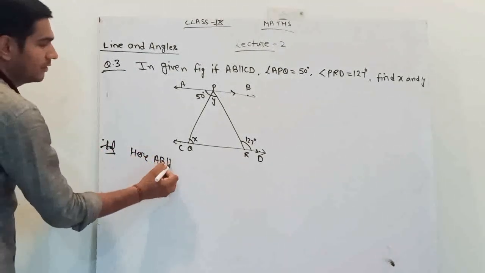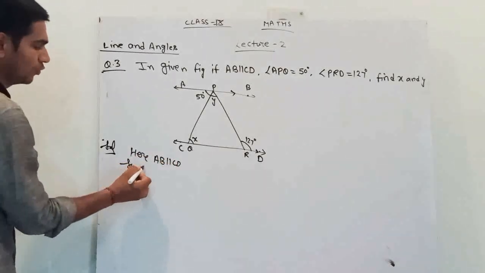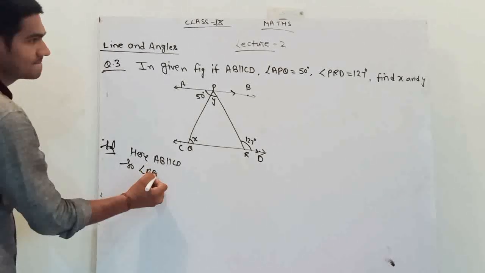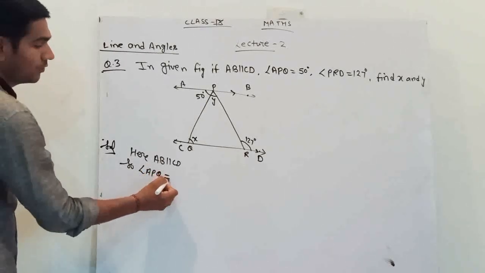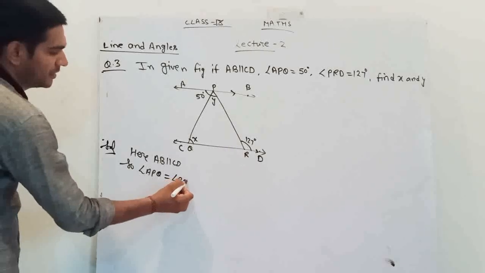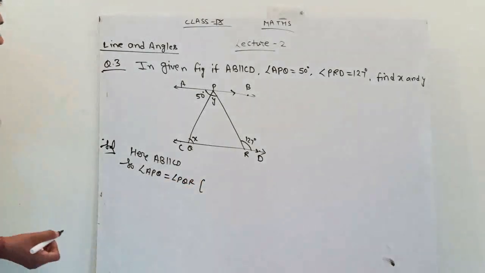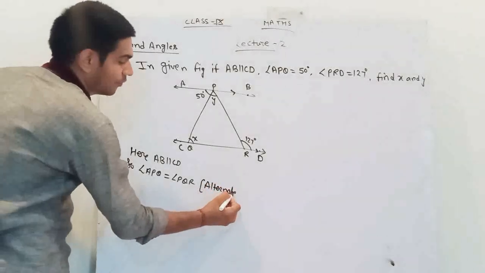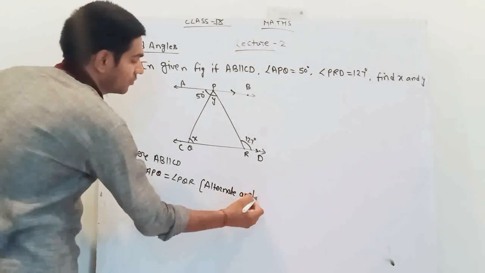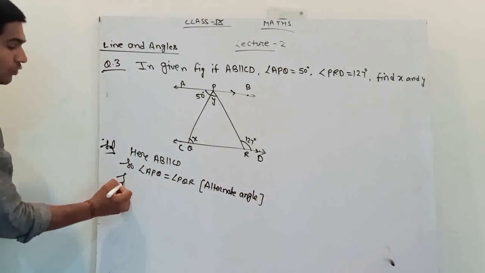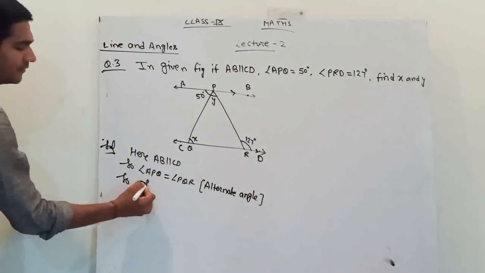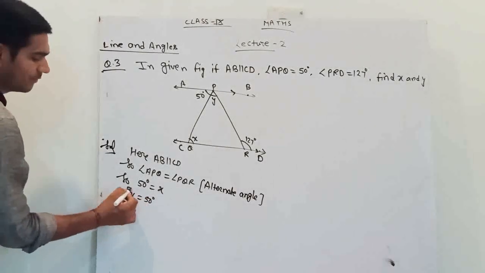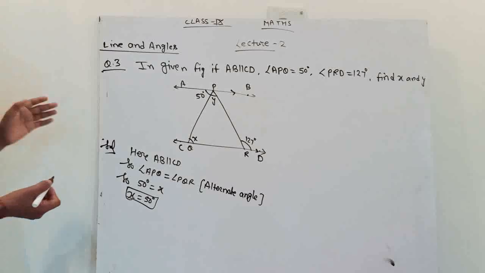AB is parallel to CD, so angle APQ is equal to angle PQR. Reason: alternate angles. These are forming a Z shape or not? Alternate angles. So angle APQ value is 50, and X, so what value comes for X? 50 degrees. X is found here.